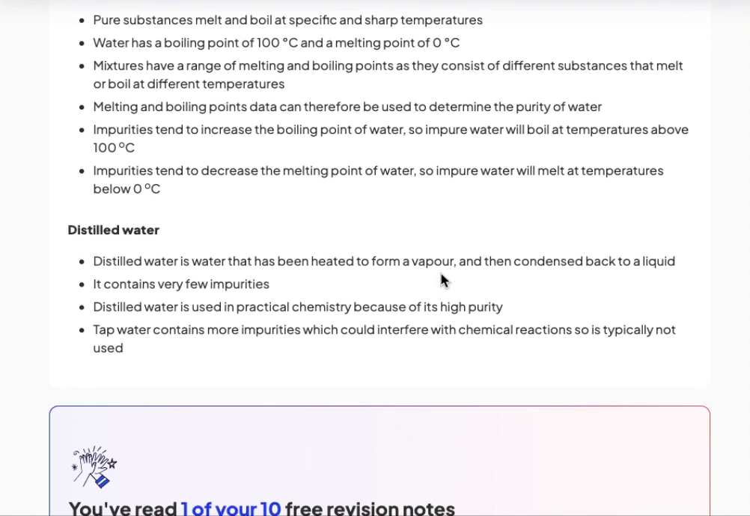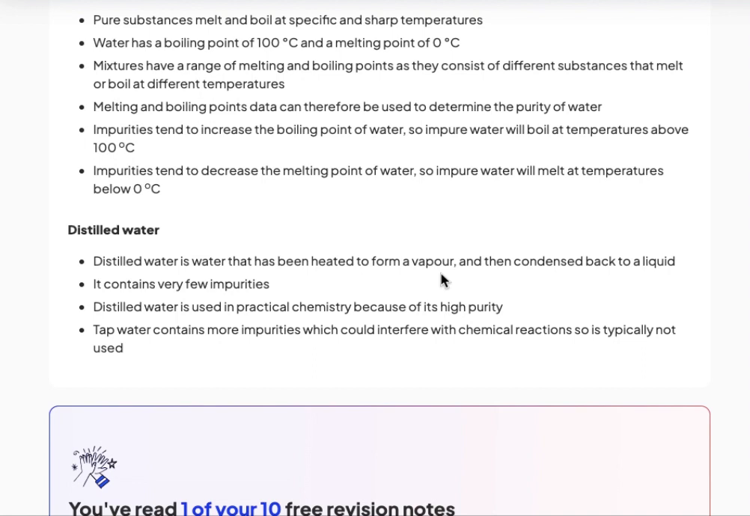Now let's take a look at distilled water. Distilled water is water that has been heated to form a vapor, to form a water vapor, and then condensed, like cooled. You heat it to a temperature above 100 degrees Celsius, and then allow it to cool back to a liquid again, because you heated it to become a gas, a vapor.